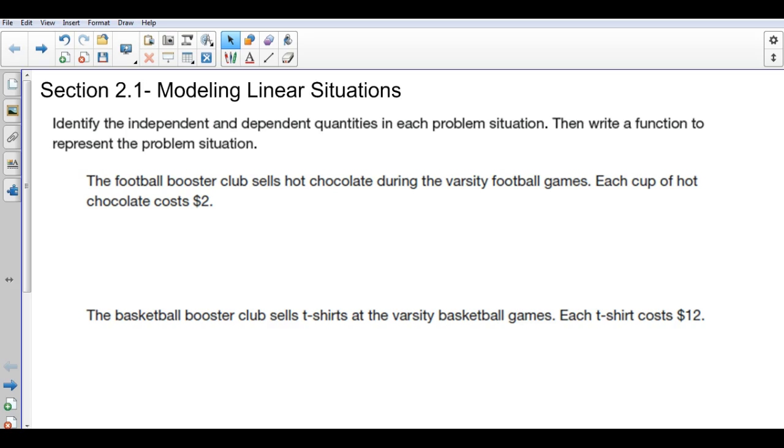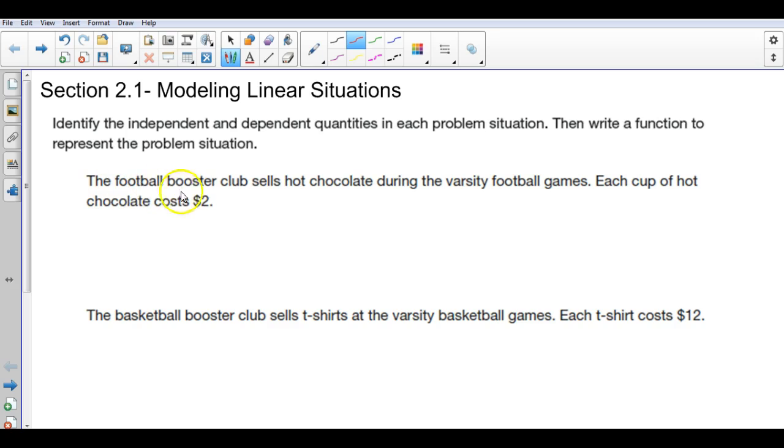So I'll just jump into this first part here. It says identify the independent and dependent quantities in each problem situation, and then we're going to write a function to represent the problem situation. So we're going to be using this function. We can put inputs into the function, or I can give you an output and we can solve for an input. So we're going to do a lot in this lesson, and write a function for each problem situation.